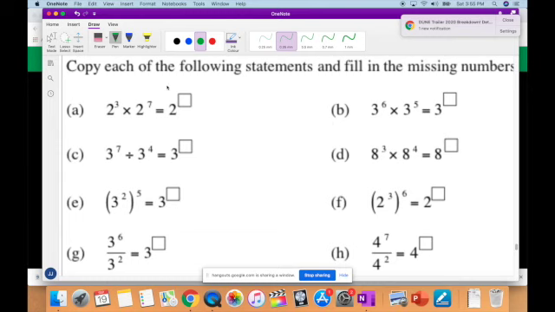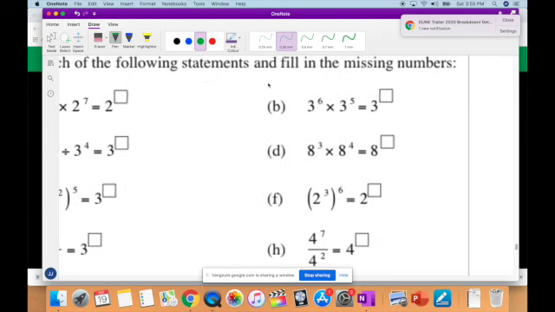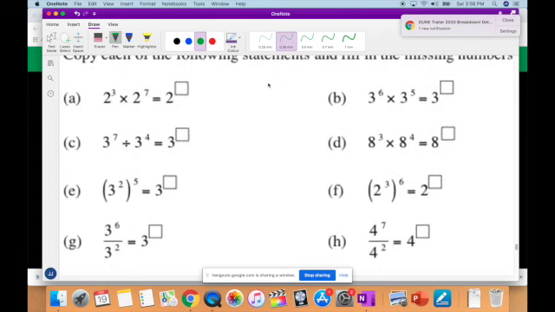Indices, right? So we have: copy the following statements and fill in the missing numbers. Remember, 1 mark for every correct answer. So when we're multiplying, what do you do with the indices? Yeah, add them. So 7 and 3 is 10, right? Nice. Over this one, 6 and 5. 11. Thank you.